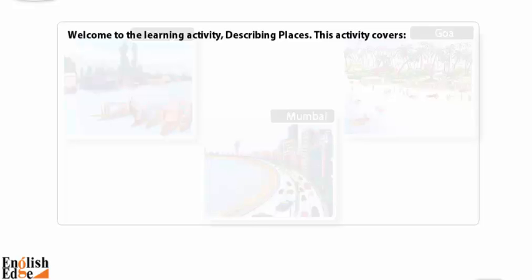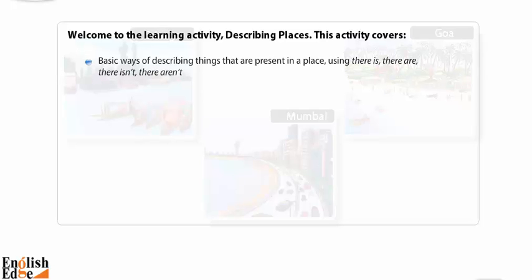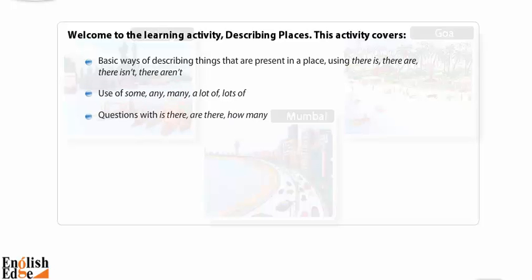Welcome to the learning activity, Describing Places. This activity covers basic ways of describing things that are present in a place, using there is, there are, there isn't, there aren't, use of some, any, many, a lot of, lots of. Questions with is there, are there, how many.